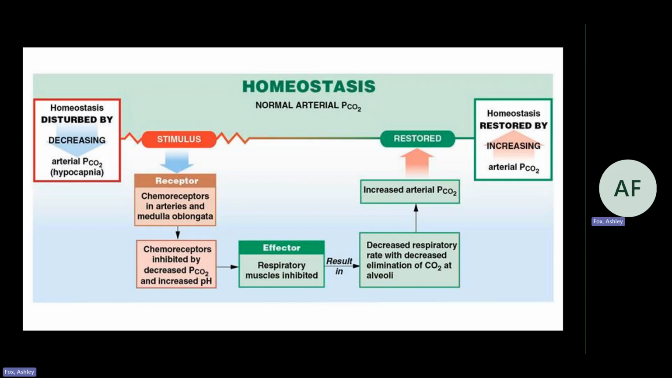So again, we're looking at hypocapnia, low CO2 levels. Chemoreceptors in the same spots in the arteries and the medulla oblongata are going to be inhibited because there's a low partial pressure of carbon dioxide and a high pH. So you're actually going to inhibit your respiratory muscles. Less impulses means less contraction of your diaphragm and your intercostal muscles, so that you're breathing less often. So you decrease your respiratory rate, with less breathing off of carbon dioxide, to increase your levels back to normal.